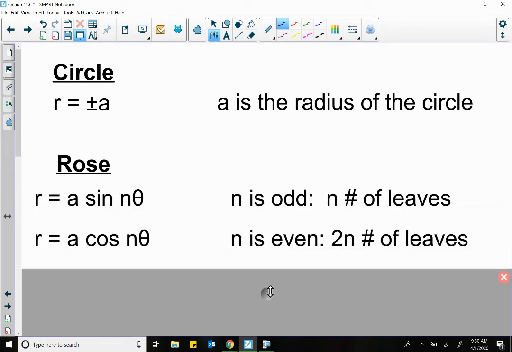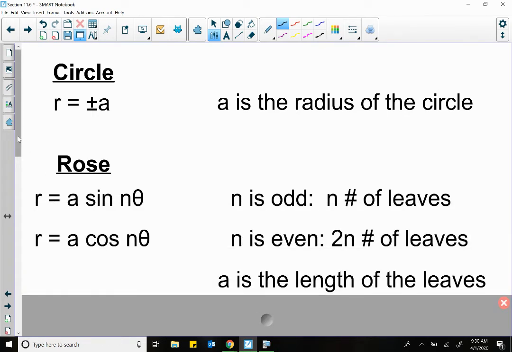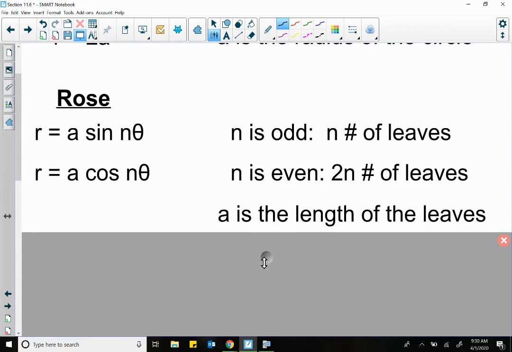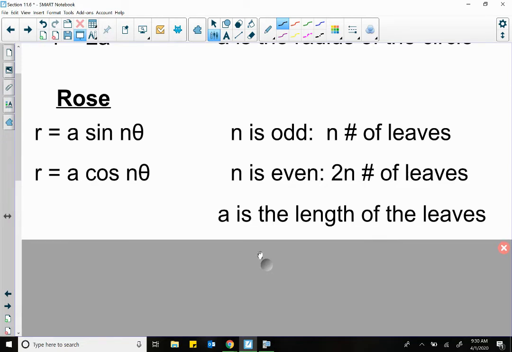Our next one is the roses. So our next one is the roses. If you have r equal to a sine n theta, or r equal to a cosine n theta, you have what is called a rose. It looks like a flower. Now, what's cool about the flower is A is the length of the leaves. How long are your petals? This tells you how long it is, kind of like a radius.